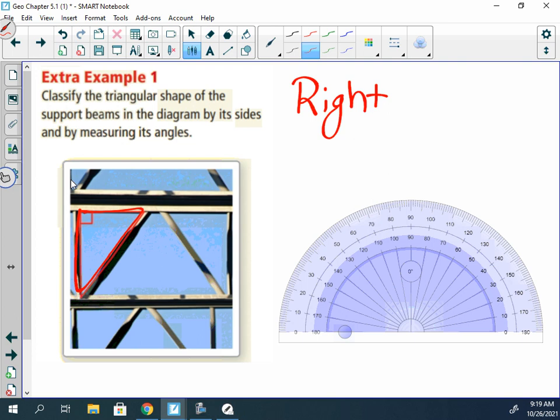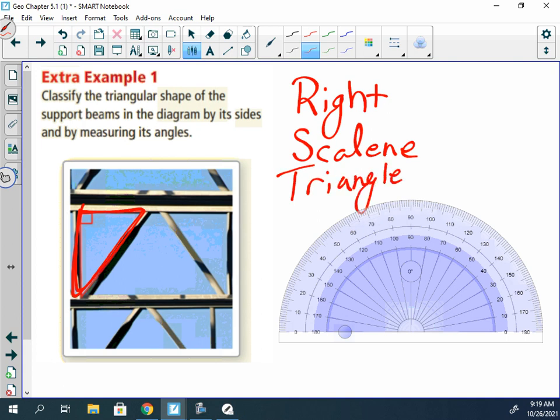Are we given the measures of any of the side lengths? Do we know what any of the lengths of the sides are? So we can say it's what? A right scalene triangle. And that's it. Questions on this here?